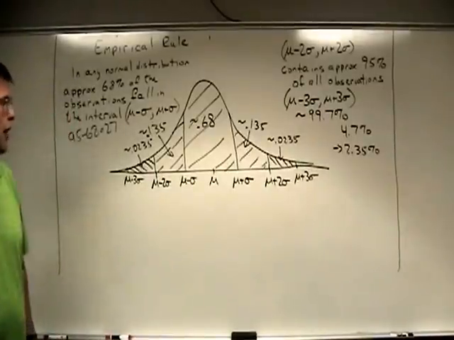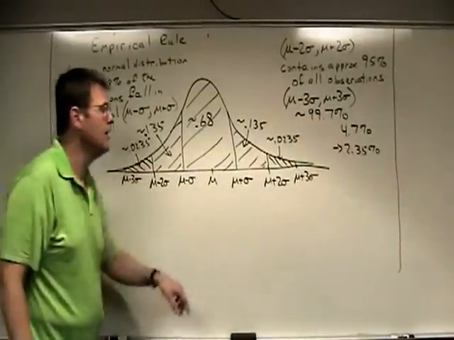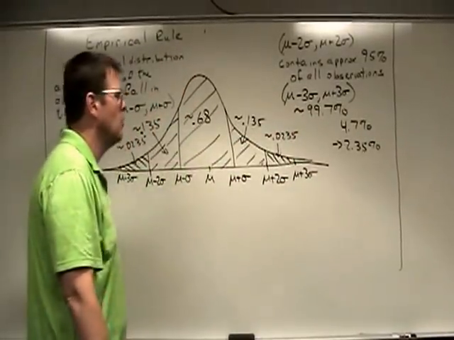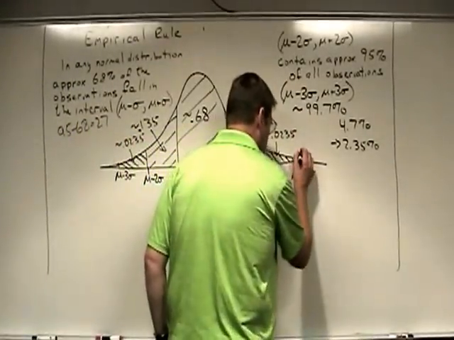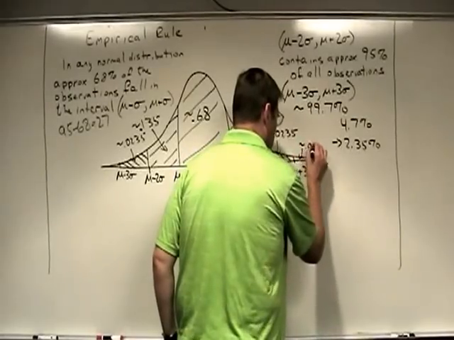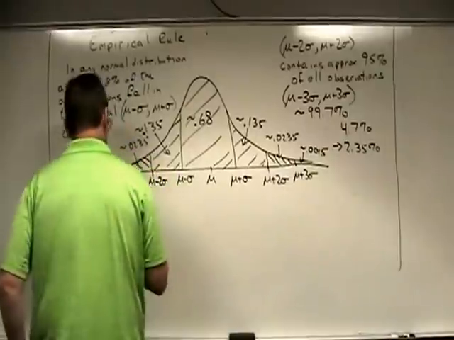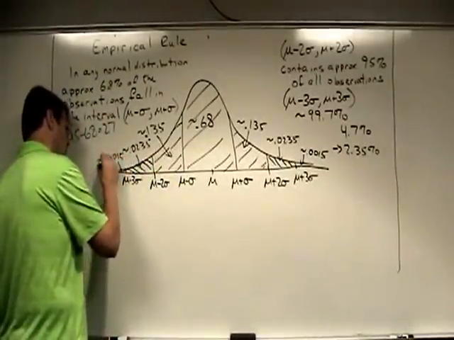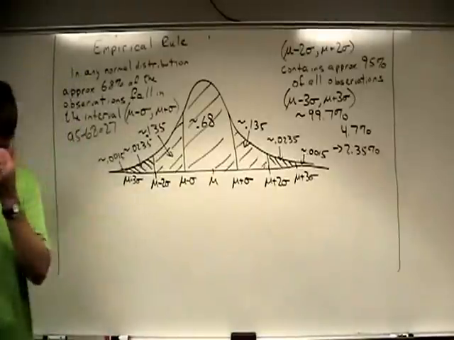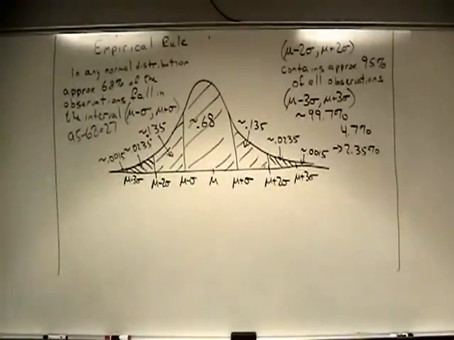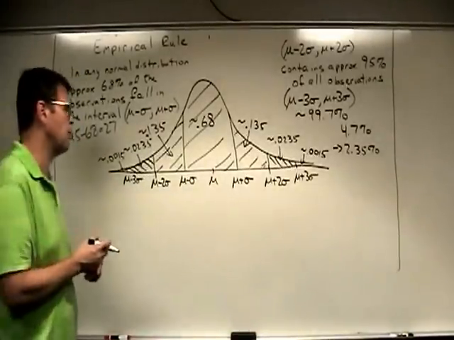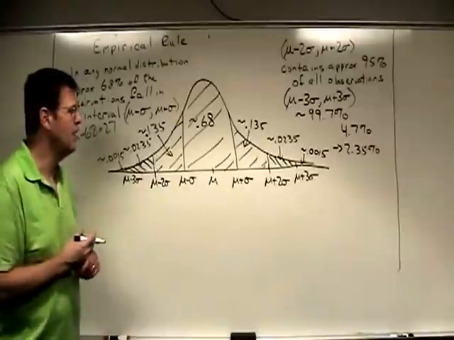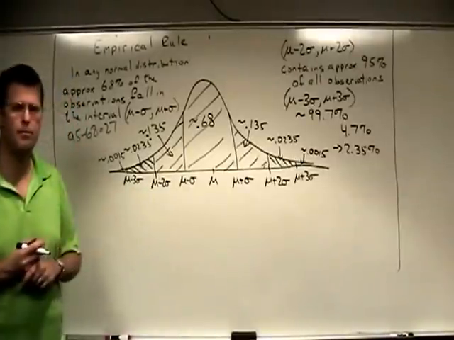And what's left over out in the tails here is this 0.3%. We split that evenly, it's 0.15%. So each one of these is approximately 0.0015. So it doesn't matter what the mean and the standard deviation are. For any normal distribution, this is the approximate breakup, or breakdown, I should say, of how the data are distributed.